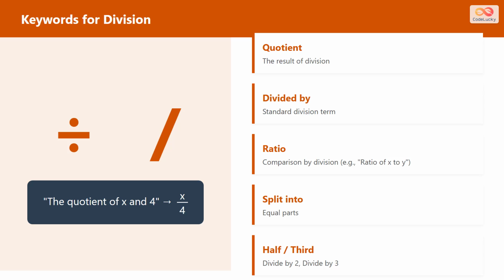Division keywords include quotient, divided by, ratio, or split into. Words like half or third also indicate division. For example, the quotient of x and 4 is written as the fraction x over 4.